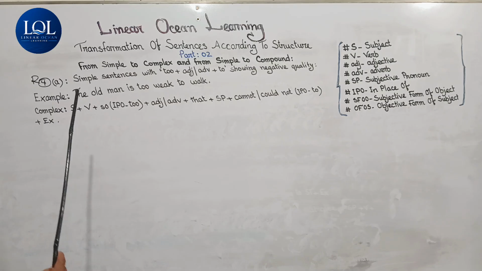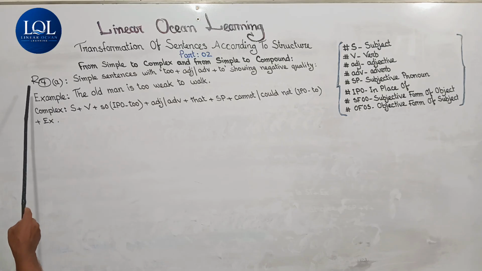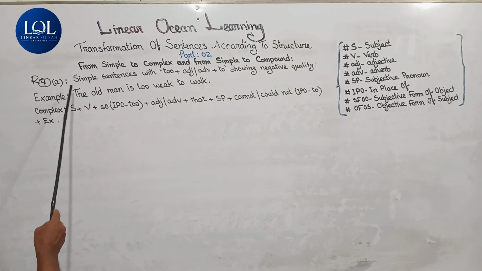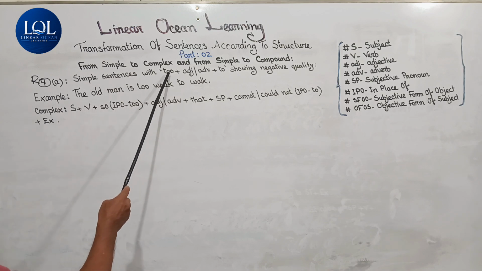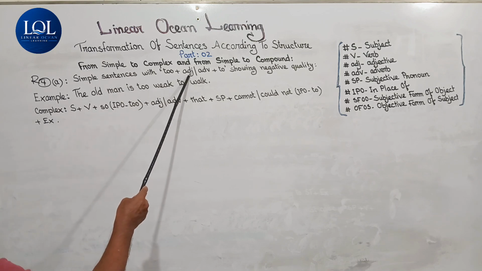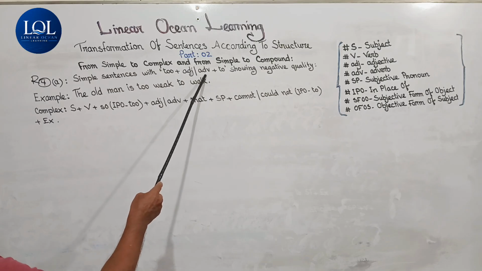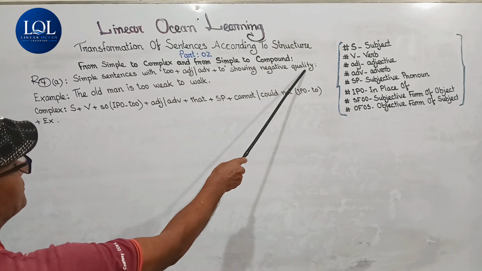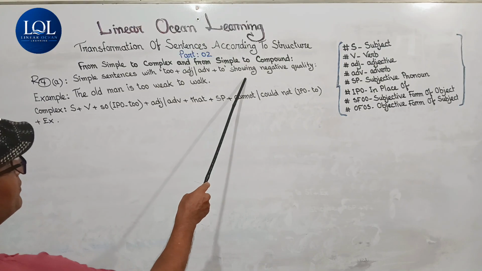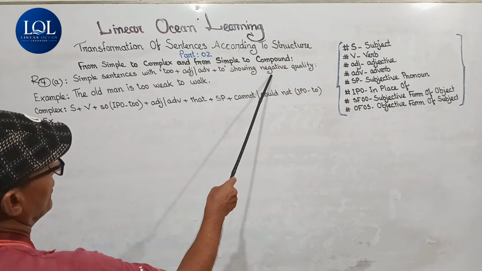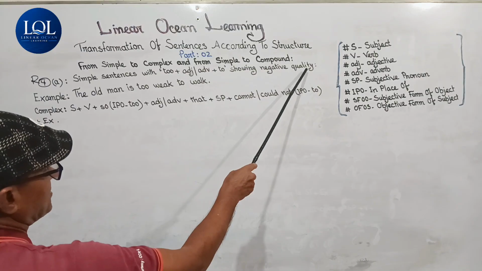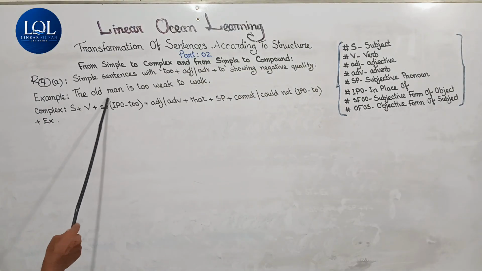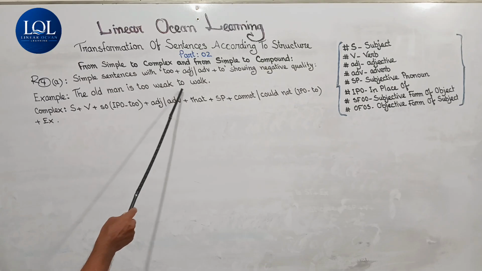Today, my video is on Rule 4. Firstly, A. Simple sentences with "to" plus adjective or adverb plus "to" showing negative quality, that is, showing negative aspect. Example: The old man is too weak to walk.